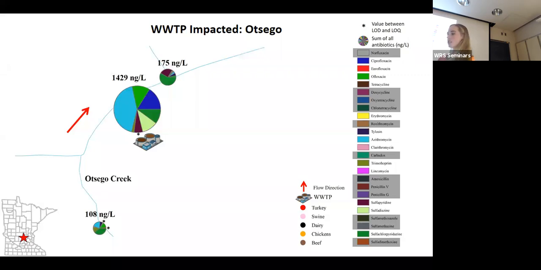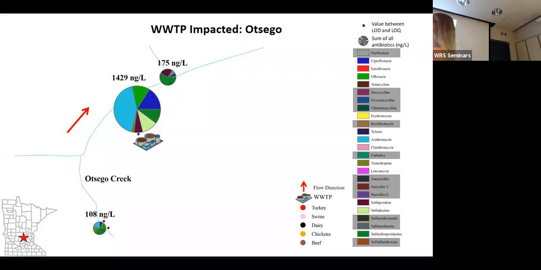But we can see that there are similar color themes throughout these three, and especially between these two. Again, we have ciprofloxacin, ofloxacin, and many other antibiotics that are used in humans, which makes sense, as well as some naturally occurring ones.